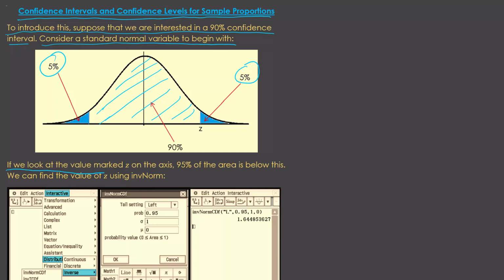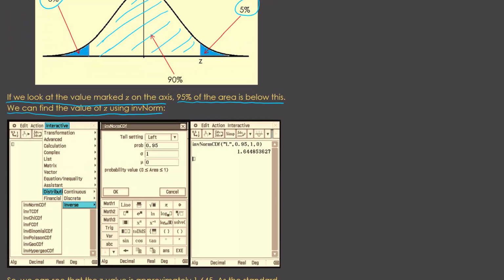If we look at the value marked Z on the axis, 95% of the area is below this, made up of our confidence interval and the 5% in the left-hand tail. We can find the value of Z using InvNorm or using the activity as we've seen in the previous examples. The panels here just go through finding that value. If we call this 1.645, that means this is 1.645. And because it's symmetric, this one is negative 1.645.